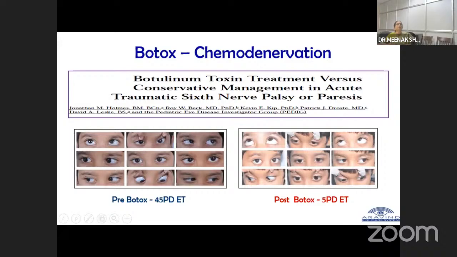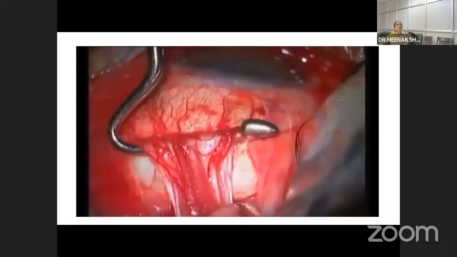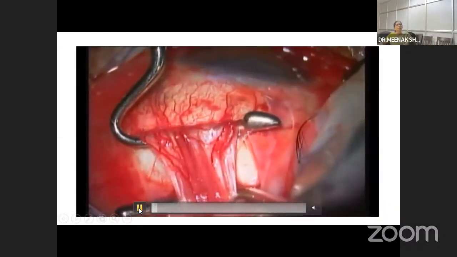Botulinum toxin plays a very important role in the treatment of sixth nerve palsy. Here we have shown a pre-op and a post-op photo where just an injection into the medial rectus gives a good correction. Transposition is being well taken care of by Dr. Amrita.